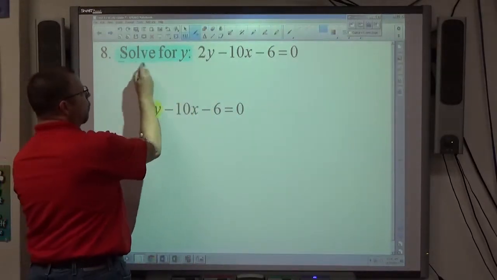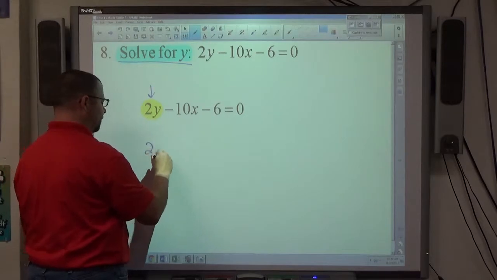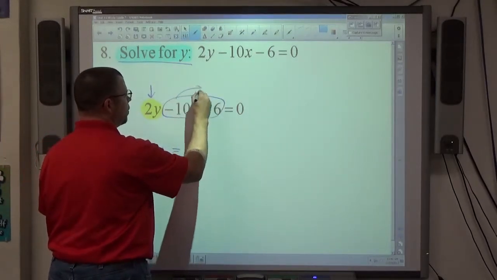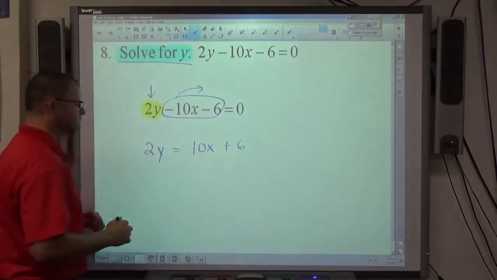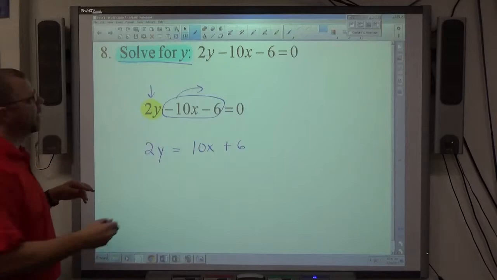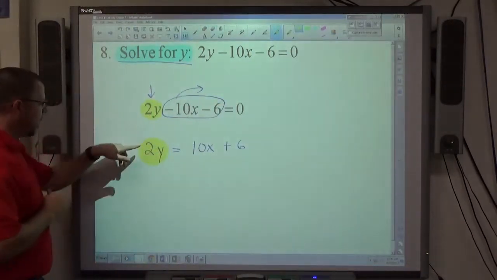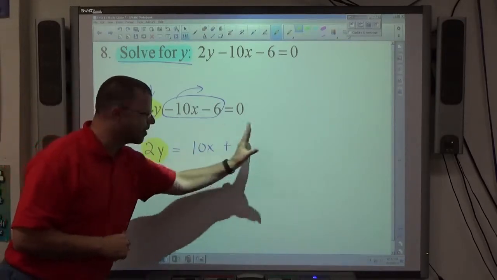So it says solve for y. That's the most important. So it's going to be by itself. Everything that isn't that guy has to move to the other side of the equation. So 10x becomes positive and 6 becomes positive. So you do a separation. So again, if I focus on just this guy, my guy highlighted in yellow, more important than everything else, all by itself equals everything that's not as important as he is.